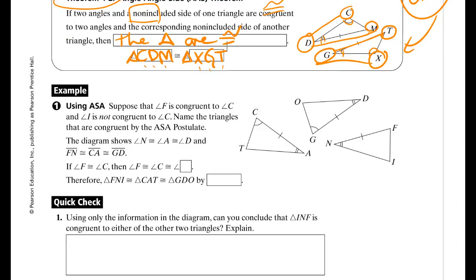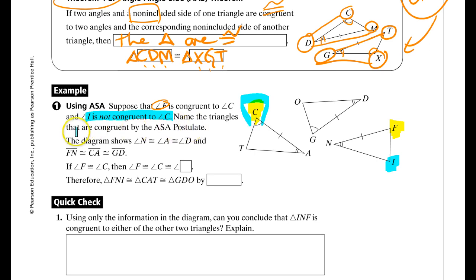Here's an example. If we have an angle F, just the angle, not the triangle, just the angle. Okay, so F is congruent to C, so that means, let me just highlight these. We got F congruent to C, okay, and I is not congruent to C.